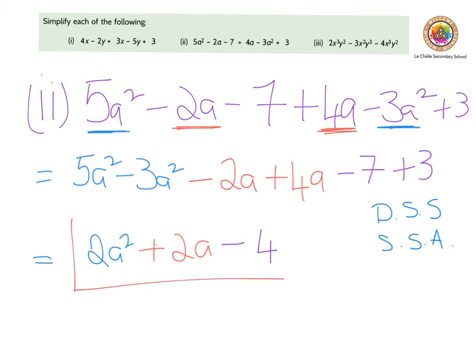So I'm finished there. All I can do now is put a red box around it to tidy it up. And we'll have a quick look then at the last question.